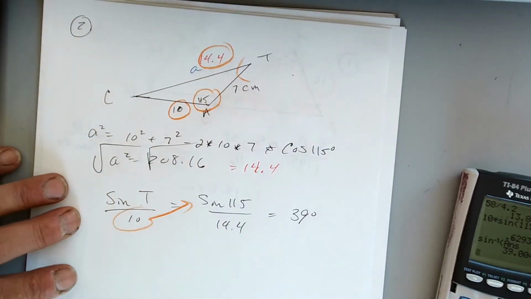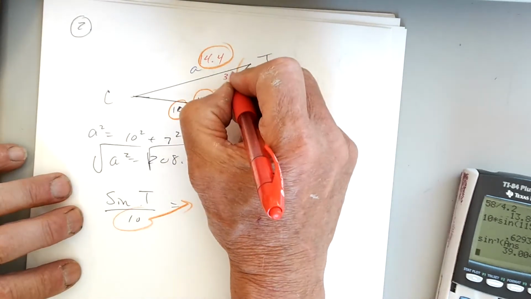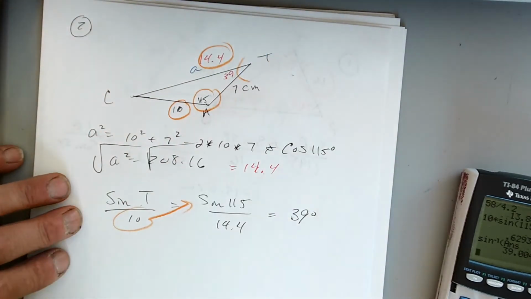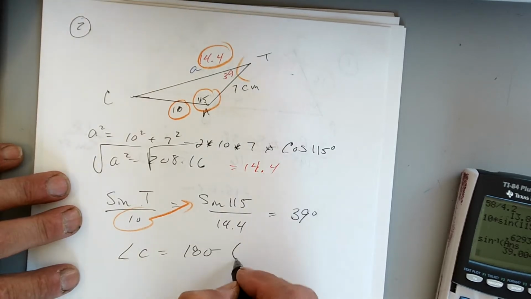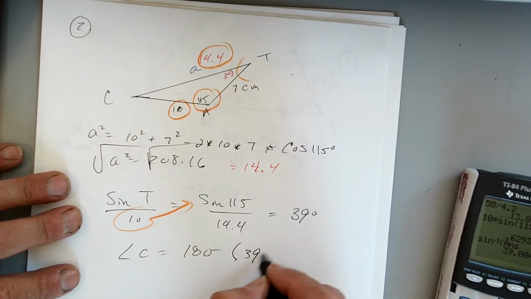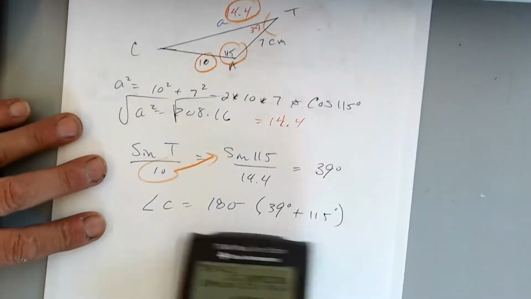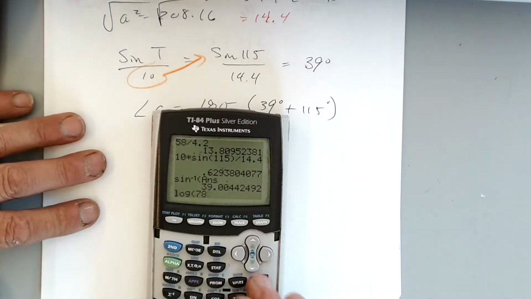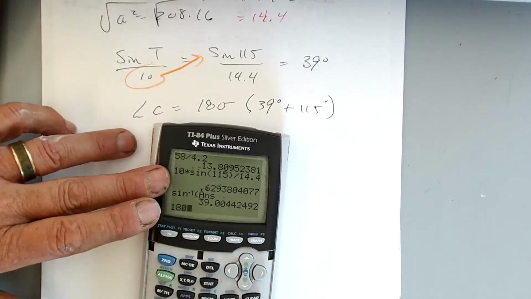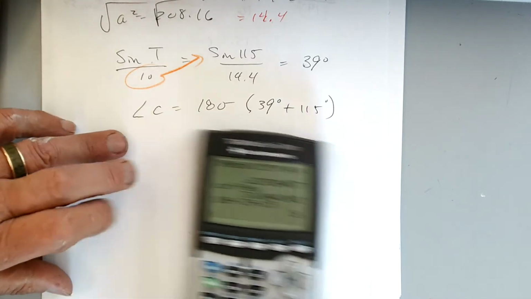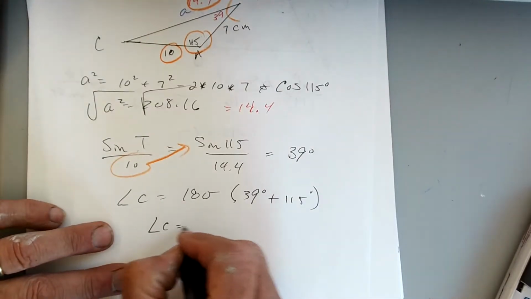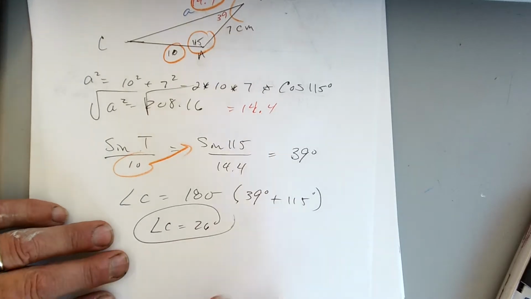Let me put that in my triangle, and then I'll find angle C from 180 degrees. Angle C, 180 minus my 39 degrees plus my 115. We're going to let the calculator do the work, and we'll just go clear. We'll go 180 minus parentheses 39 plus 115. Get an answer about 26. Okay, so angle C is about 26 degrees. Boom. Okay, I'm going to keep going.